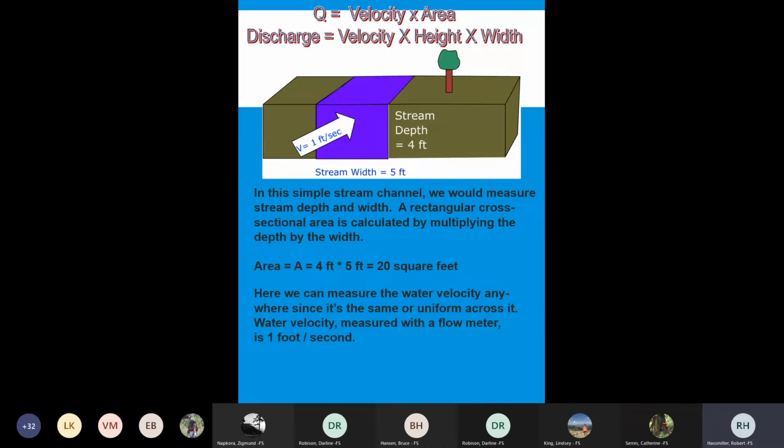Imagine the velocity of the water moving past is uniform, and we measure that at 1 foot per second. We get a discharge of velocity times area, and look at those units. For velocity, it's feet over second, and then area is square feet. And so we ended up with 20 cubic feet per second. And that's the discharge for that point in time.